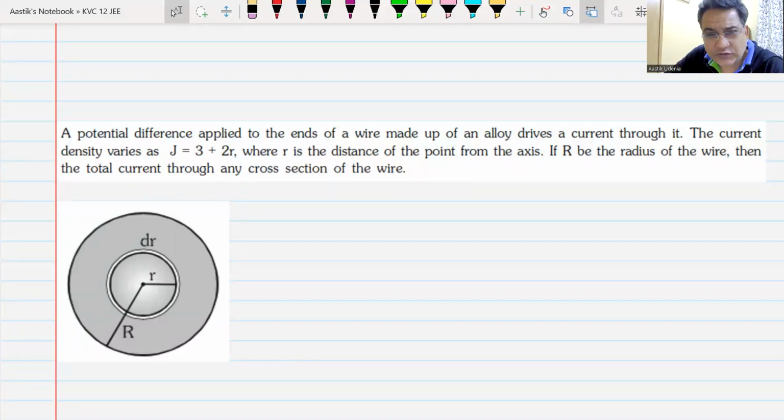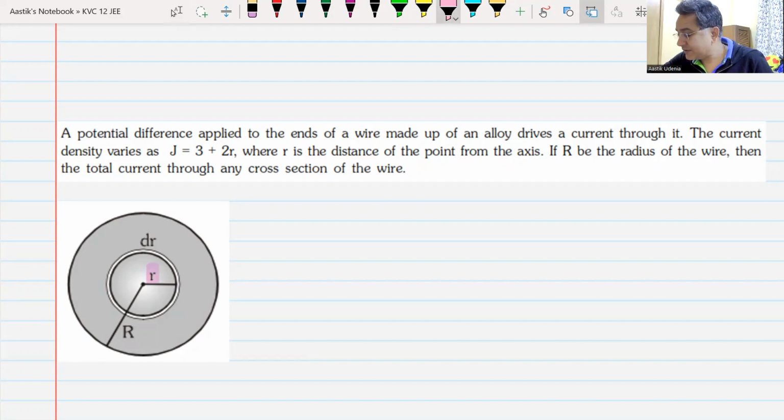How are you supposed to do it? Now to do this, current density is given to you, but that current density is not constant, it is variable. So what you got to do? You got to move a distance r. This is how you apply that technique of integration.